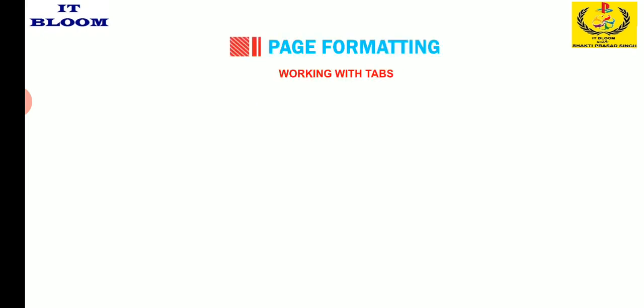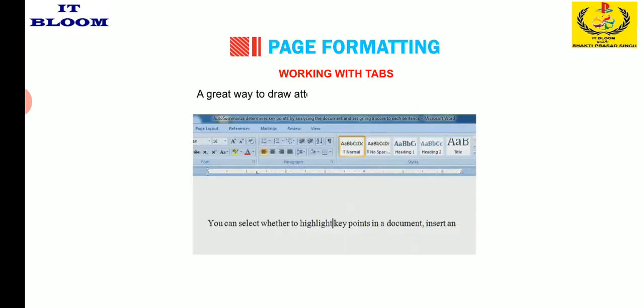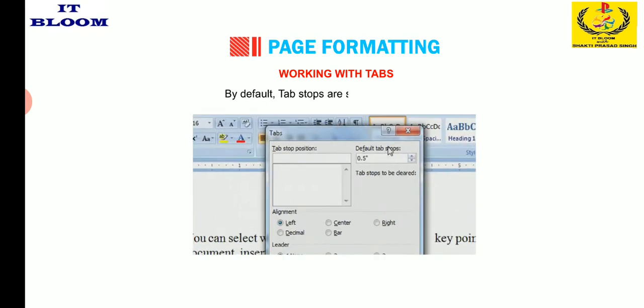Now, let me explain to you about working with tabs. A great way to draw attention to specific text is to indent it. The most common way to indent the text is to use the Tab key. Tab key is used to move the cursor at certain spaces in a document. By default, tab stops are set at every 0.5 inch. You can set the tab stops along the ruler according to your requirements. When you press the tab key, the cursor automatically jumps to the next tab.